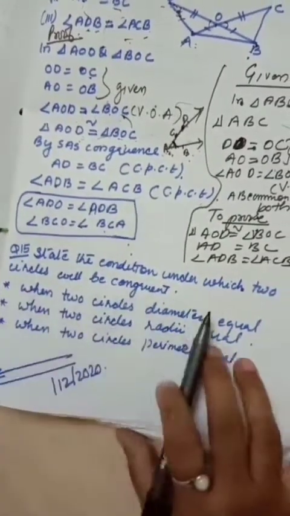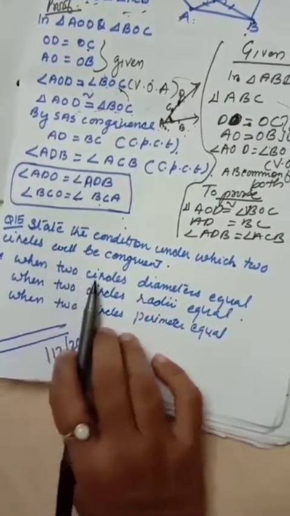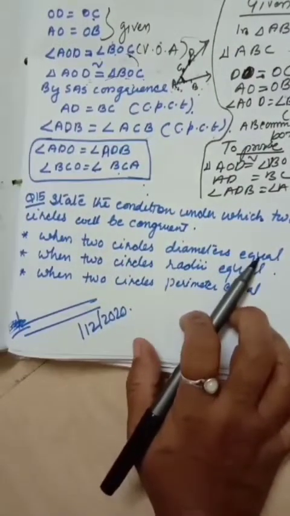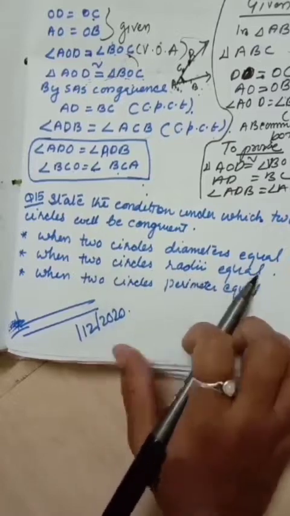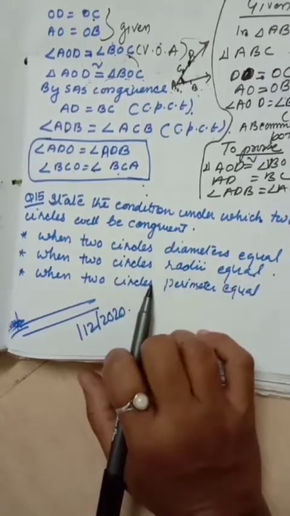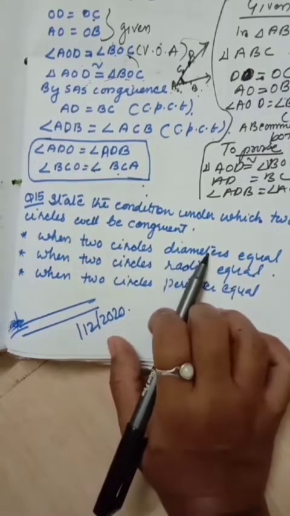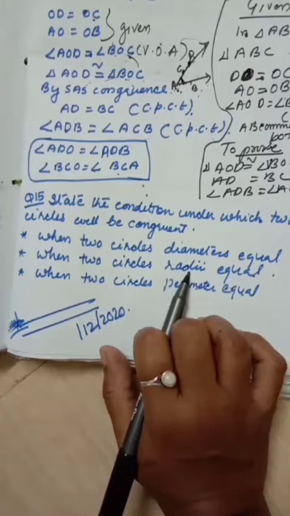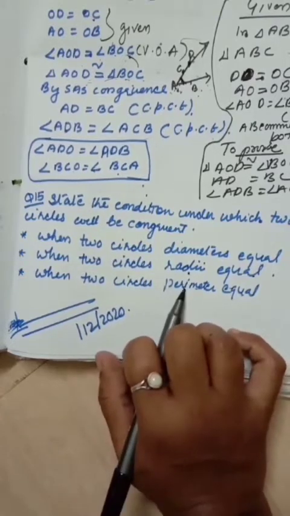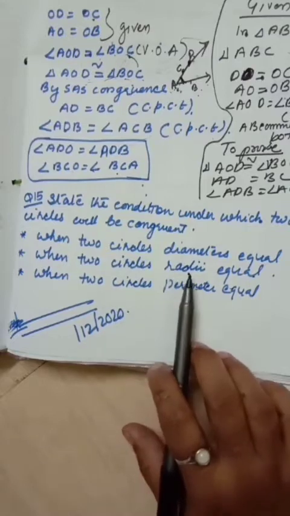15. State the condition under which two circles will be congruent. When two circles' diameters are equal, when two circles' radii are equal, when two circles' perimeters are equal, in this case we can say two circles are congruent. Radius, plural is radii.